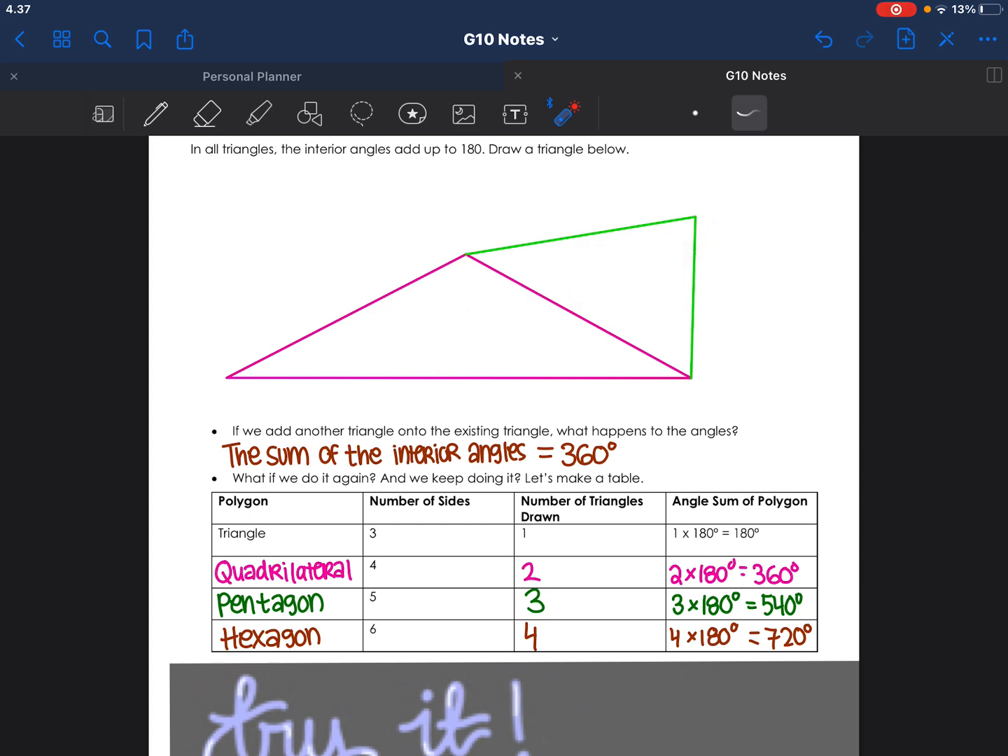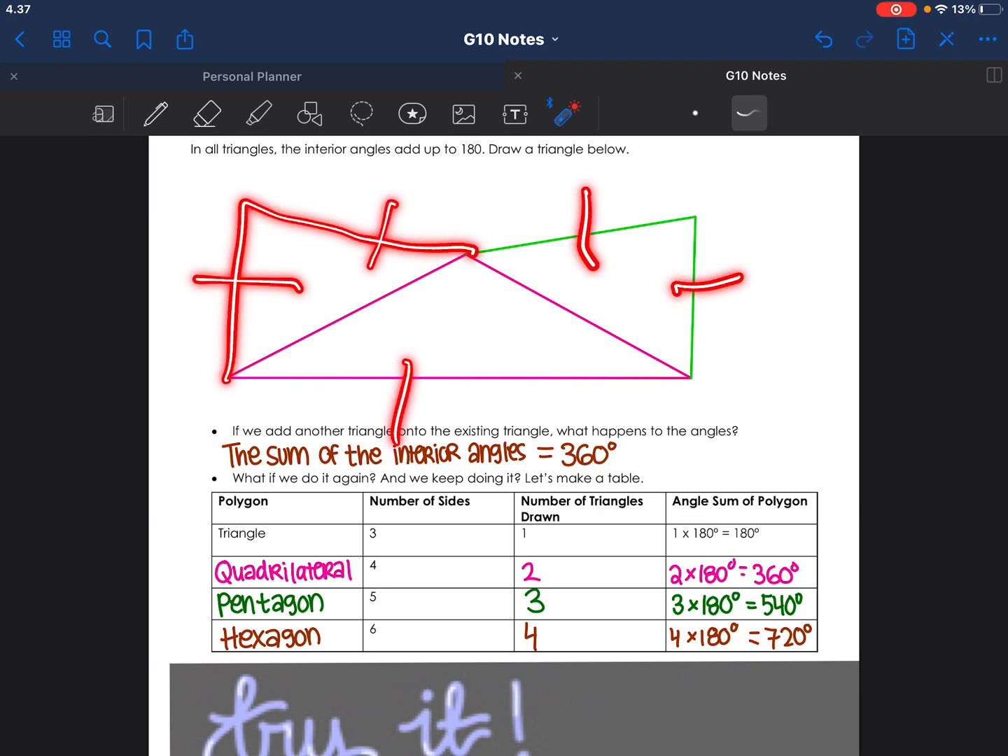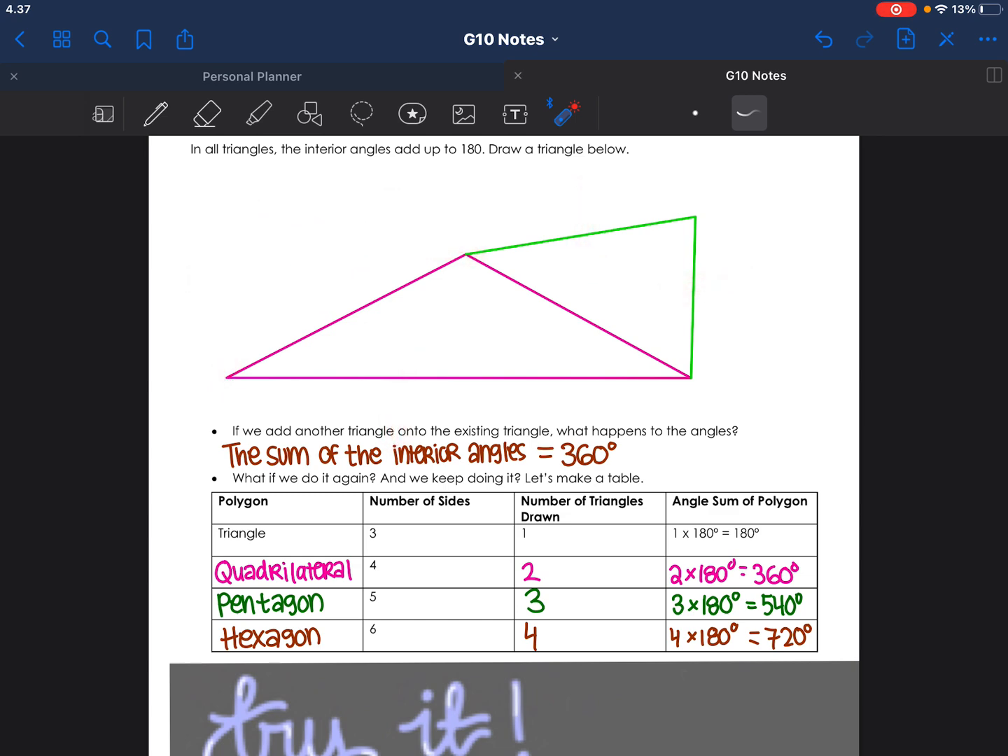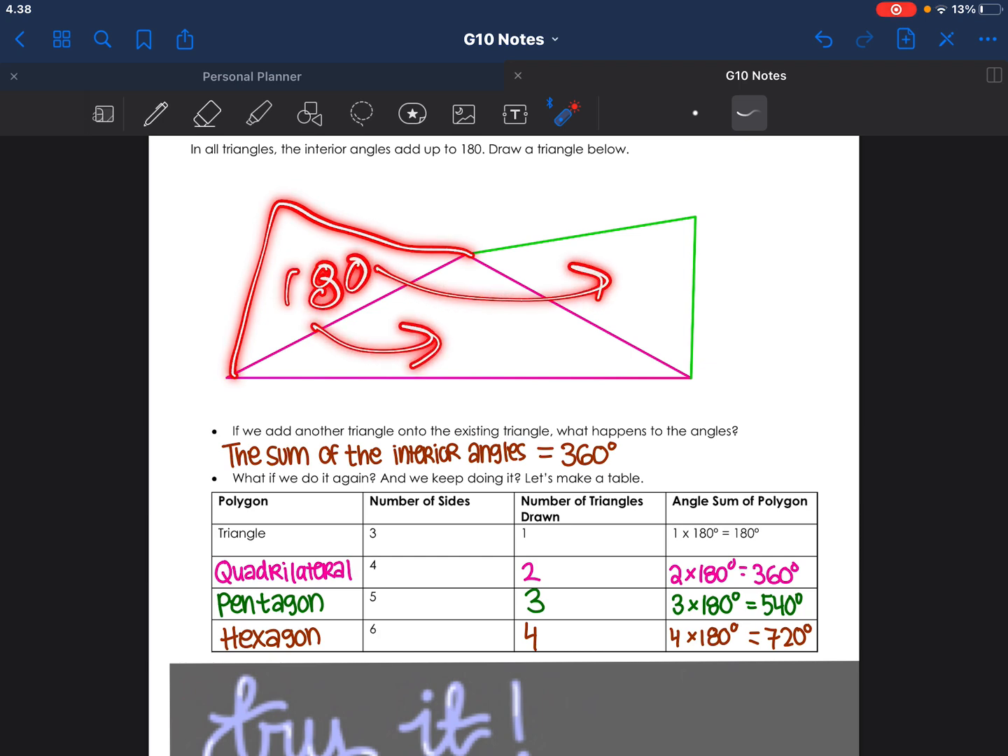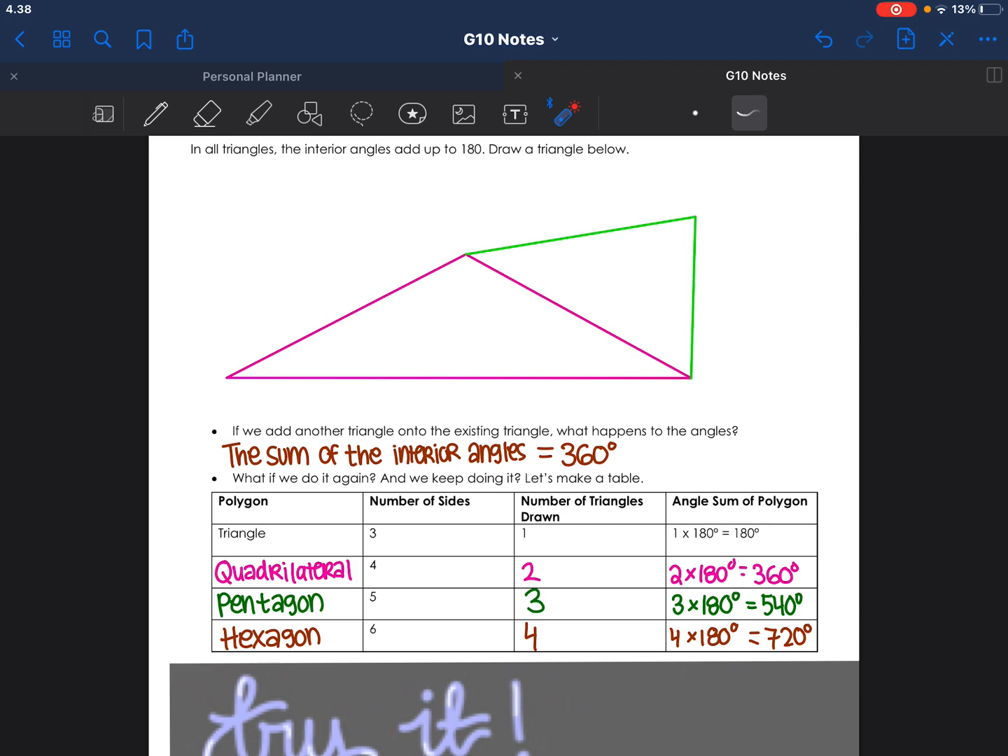Okay, what if we add another triangle? So what if we add it like this? That means we have 1, 2, 3, 4, 5 sides, which is a pentagon. The number of triangles is 3. So that means we have 180 times 3, so that is 540 degrees. And we're going to go on to a hexagon, which means we have 4 triangles now.